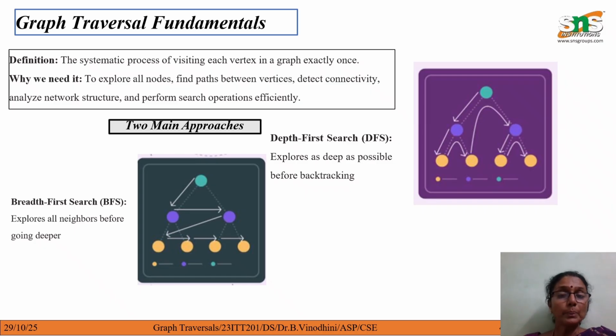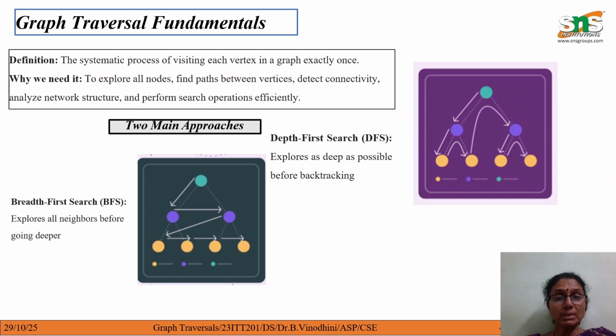So today's topic is graph traversals. What does graph traversal mean? It is the process of visiting all the nodes and all the vertices exactly once. That is the systematic definition of graph traversal. Why do we need graph traversal? To explore all the nodes, find the path between the nodes, and also detect the connectivity. We have to traverse the graph over all the vertices.